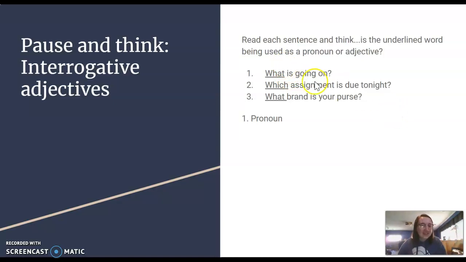Okay, what is going on? What is coming before a verb? Which assignment is due tonight? Which is describing assignment. It's an adjective in this case because it's designating which assignment.